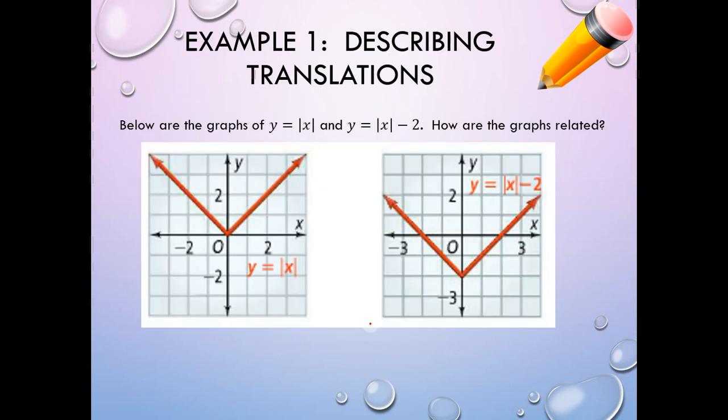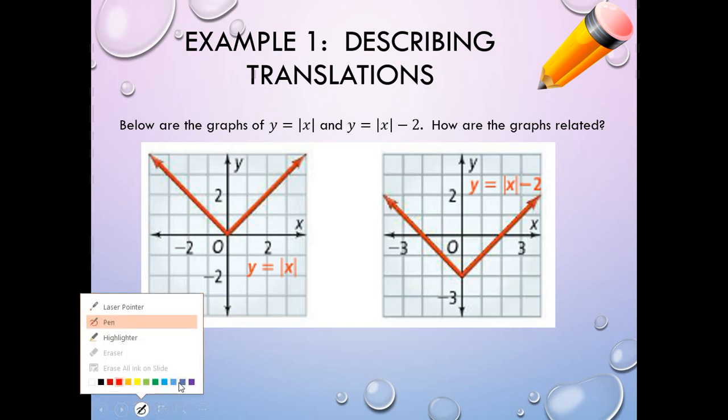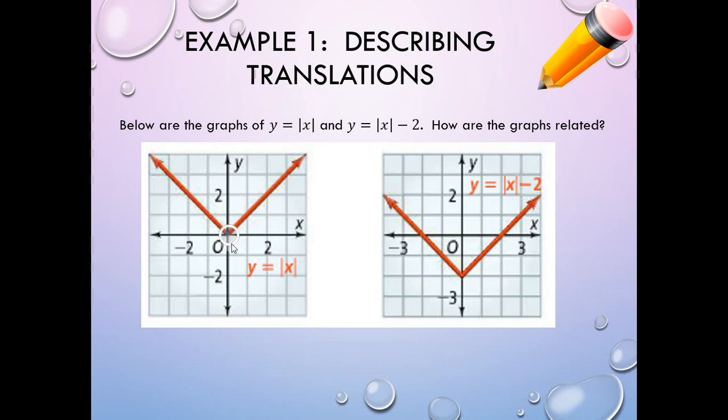So, very first thing, we want to describe the translation we see. So this is the actual parent function. This is the, without any changes done to it, y equals absolute value of x. Notice how it starts at 0, 0 here. And it goes up one, right one, up one, right one, up one, right one. Then on this side it goes up one, left one, up one, left one, up one, left one. That is always going to happen like that.